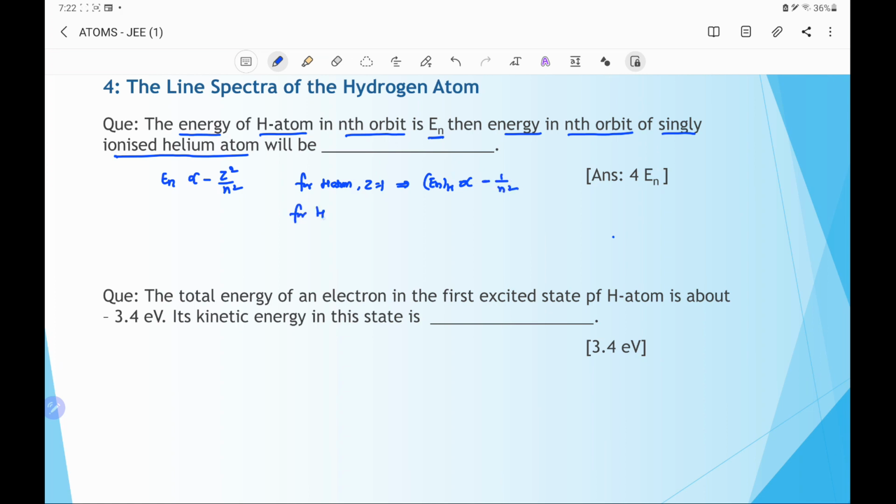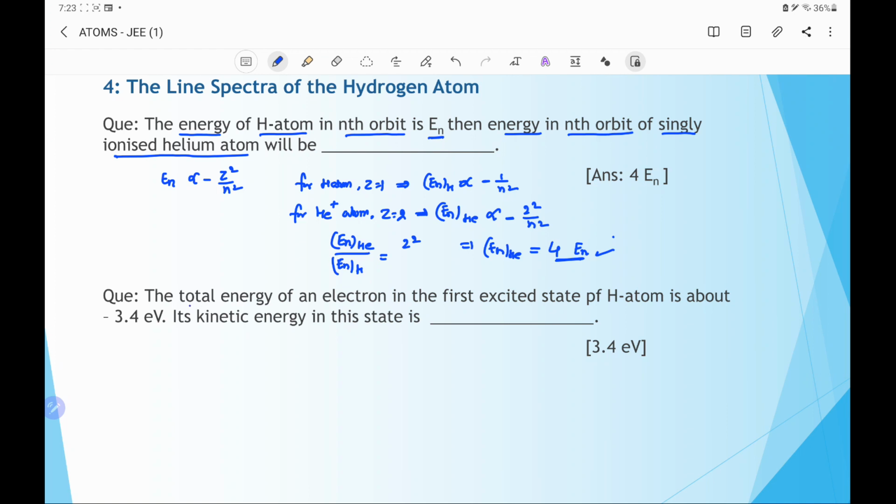Similarly, for singly ionized helium atom, which has atomic number 2, we know that En is proportional to minus z square by n square, so it will be 2 square by n square. Now we take the ratio of these two. So energy of nth orbit of helium divided by energy of nth orbit of hydrogen will be equal to 2 square. This implies that energy of helium in nth orbit will be equal to 4 times the energy of hydrogen in nth orbit.